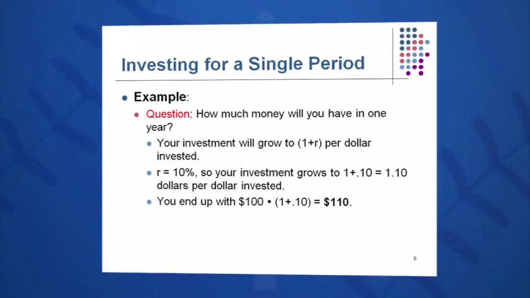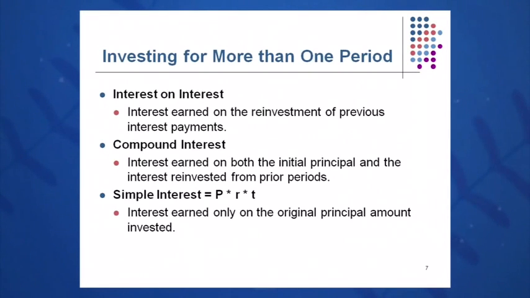So it's very, very simple. Now, when I go and leave that money in the bank for more than 1 period, what happens? I start getting interest on the principal. I'll call that simple interest. And then I start getting interest on interest if it's a compound interest bank.